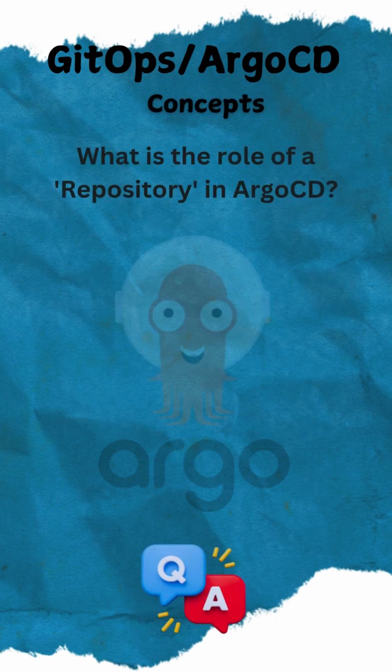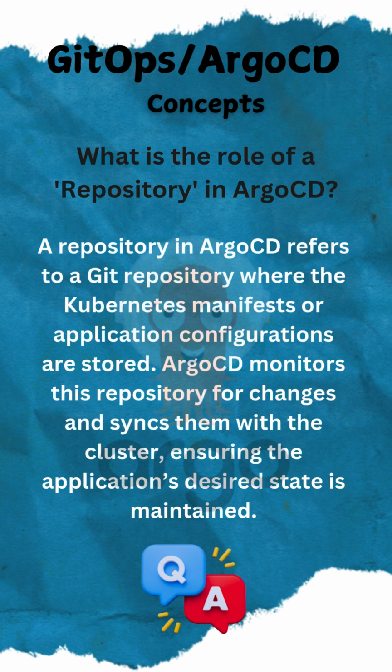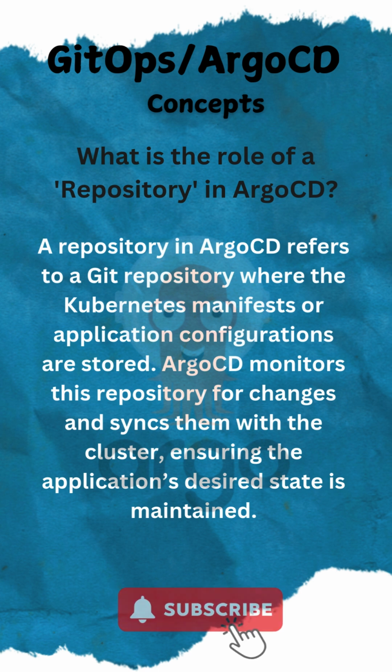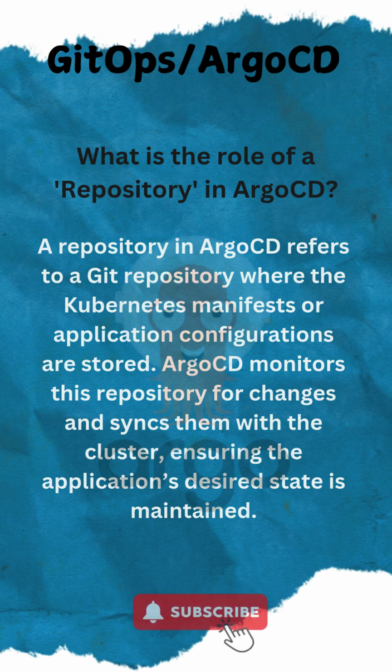What is the role of a repository in ArgoCD? A repository in ArgoCD refers to a Git repository where the Kubernetes manifests or application configurations are stored. ArgoCD monitors this repository for changes and syncs them with the cluster, ensuring the application's desired state is maintained.